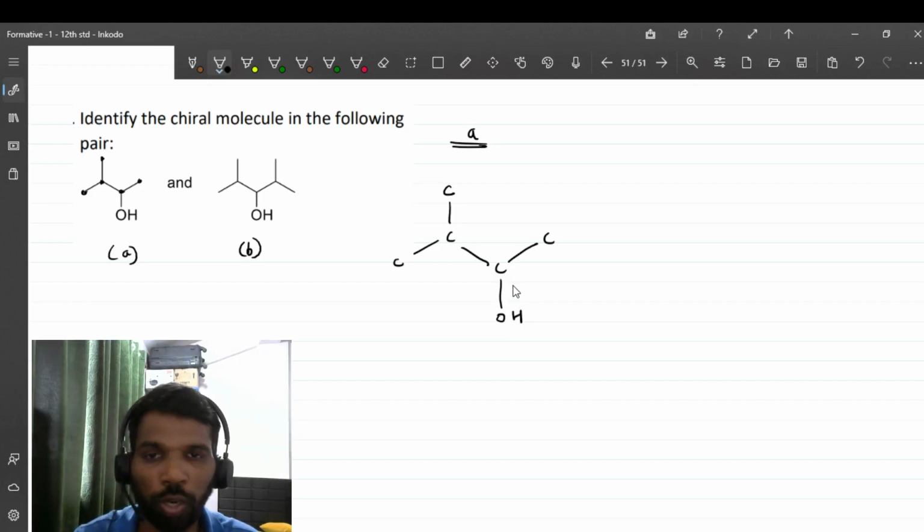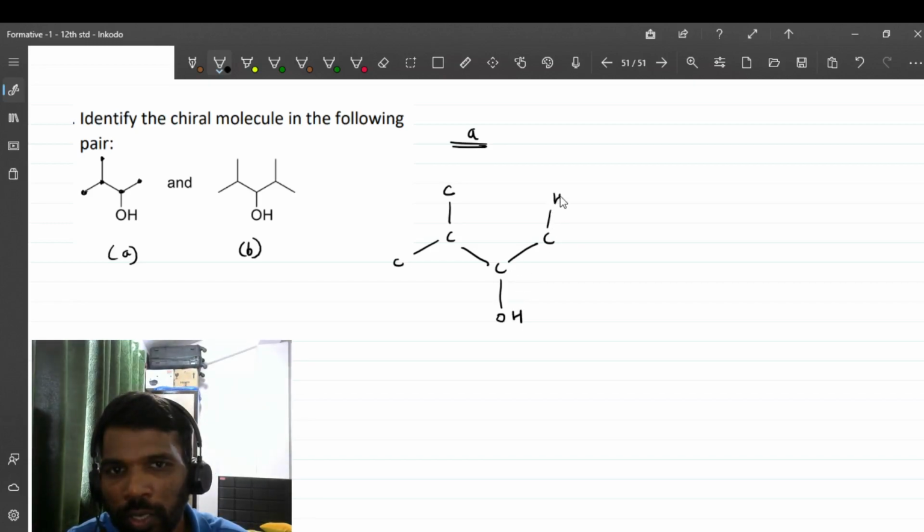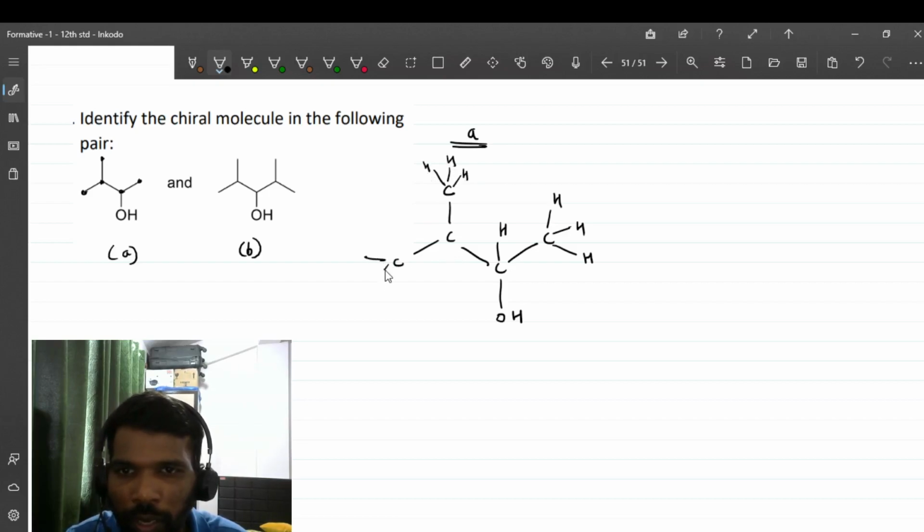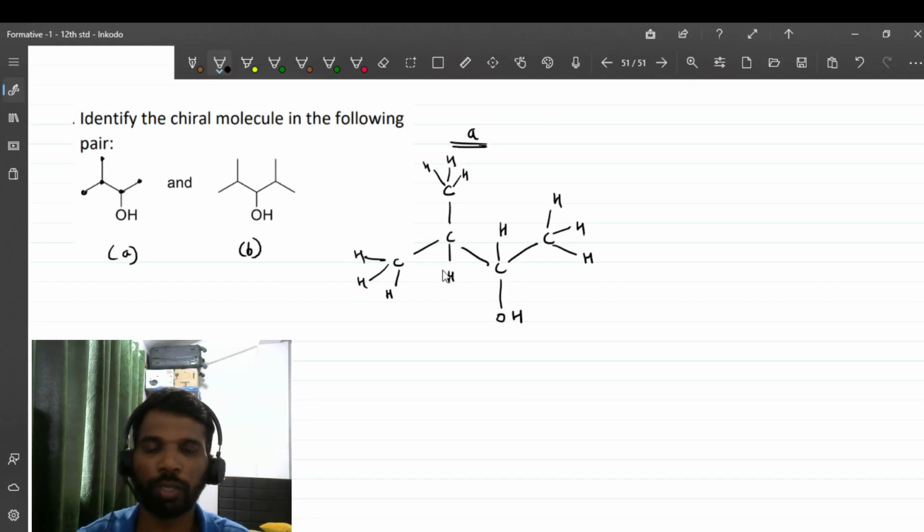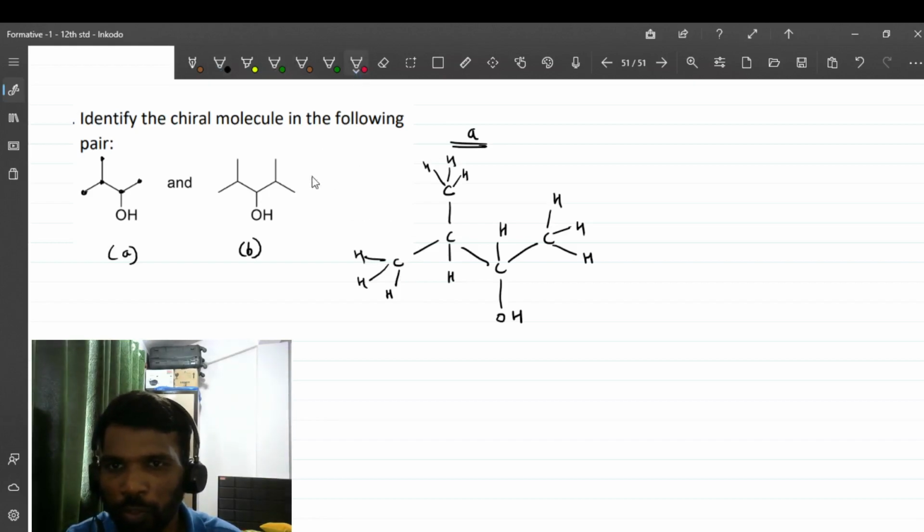What we don't show in a bond line structure is the hydrogen. So we are going to put in the required number of hydrogens. Here there are three hydrogens. Here there are three hydrogens. On this one, there is this hydrogen. So among this, in which molecule is there a chiral center? If you see over here, this carbon is not chiral because there are three similar groups. This carbon is also not chiral because three similar groups are connected to it. Let's talk about this later. This carbon is not chiral because of three similar hydrogens.